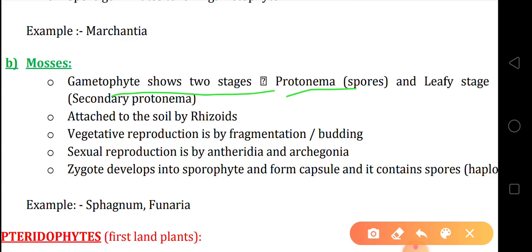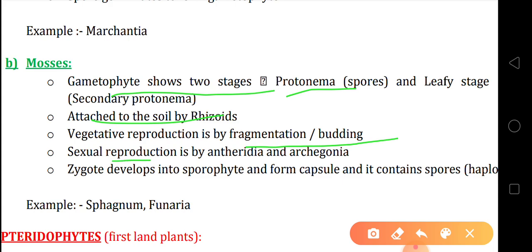Next, it is attached to the soil by rhizoids. It has rhizoids, so by the use of that they can attach to the soil. Vegetative reproduction takes place by fragmentation and budding. Budding is where a small outgrowth takes place on the parent body, and after some time it detaches from the parent body and develops into a new individual. So this is the vegetative reproduction.